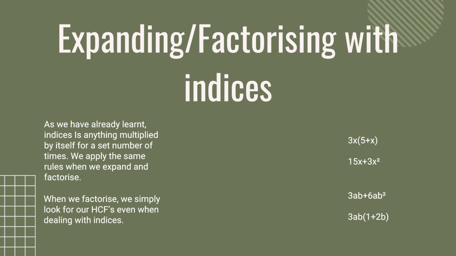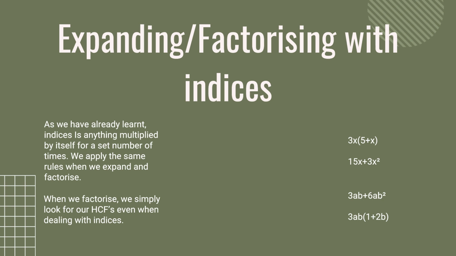As we've already learnt, indices is anything multiplied by itself for a set number of times. We apply the same rules when we expand and factorise. So, in the expression 3x bracket 5 plus x, we simply times both by 3x to get 15x plus 3x squared, because x times x equals x squared.